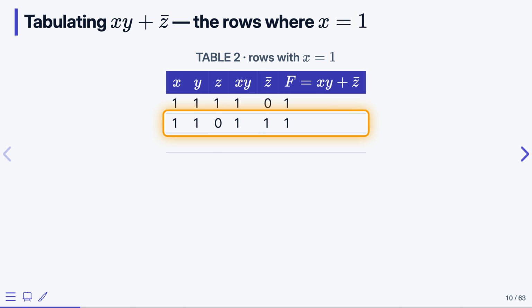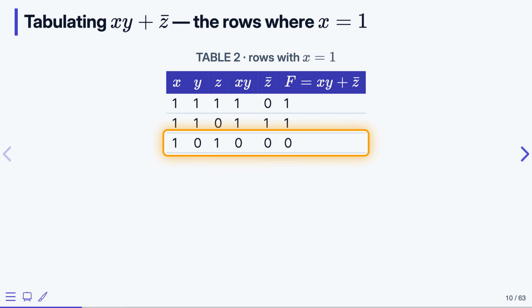Row 2. Now z is 0. The product xy is still 1. Bar z is 1. 1 plus 1 is 1, so f is 1 again. Row 3. Now y is 0, so the product xy is 0. And z is 1, so bar z is 0. 0 plus 0 is 0. This is the first row where f is 0.